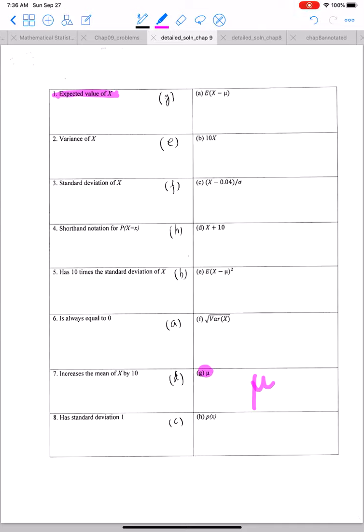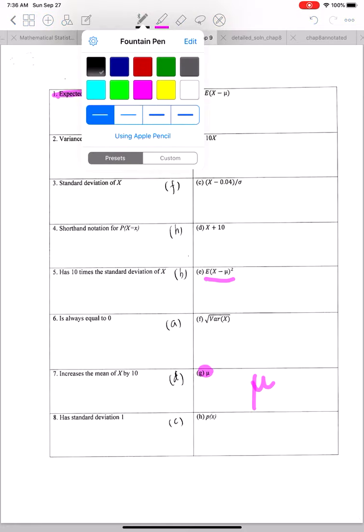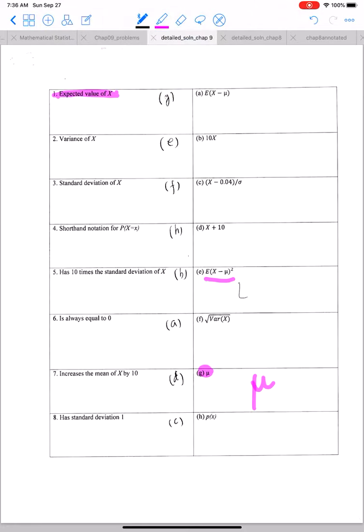Variance of x, that is e, because the formula for the variance of x is expected value of x minus mu whole square, which is also equal to expected value of x square minus mu square, and it is denoted by sigma square. Standard deviation of x, that is the square root of variance of x, and it is denoted by sigma.